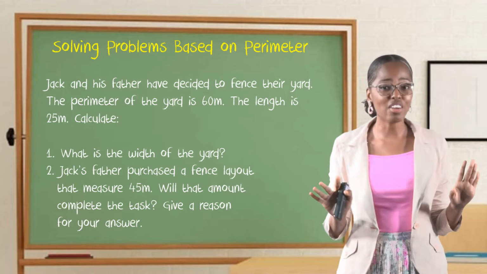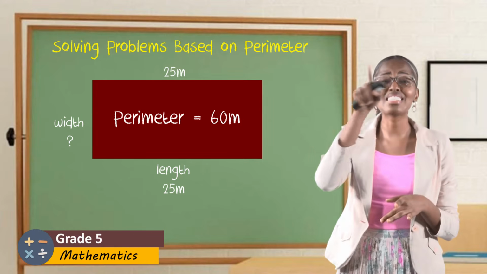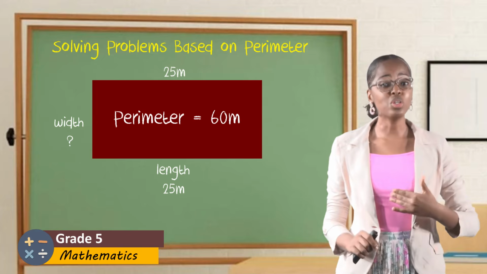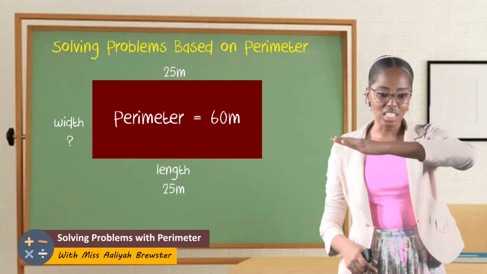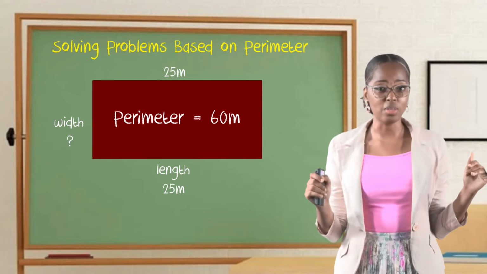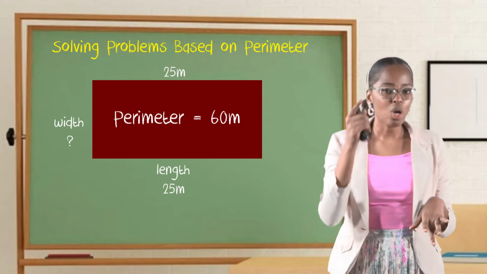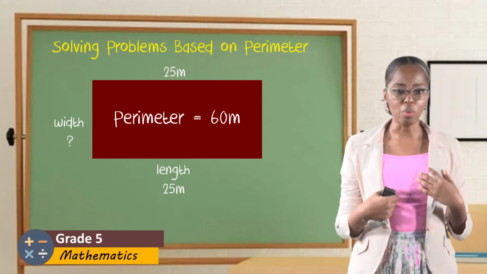Alright, so from the scenario, we know that the perimeter, which is the distance around that entire yard, is 60 meters. And we also know that the length is 25 meters, meaning that the length this way and the length this way would be 25 meters. However, the distance around the entire shape is 60 meters. With that knowledge, we can calculate the width. Let me show you how.